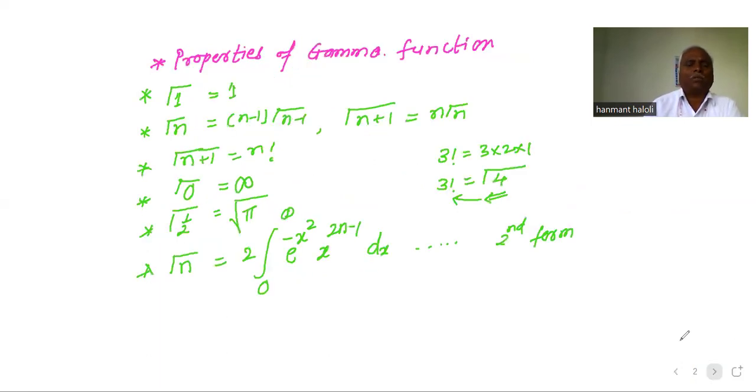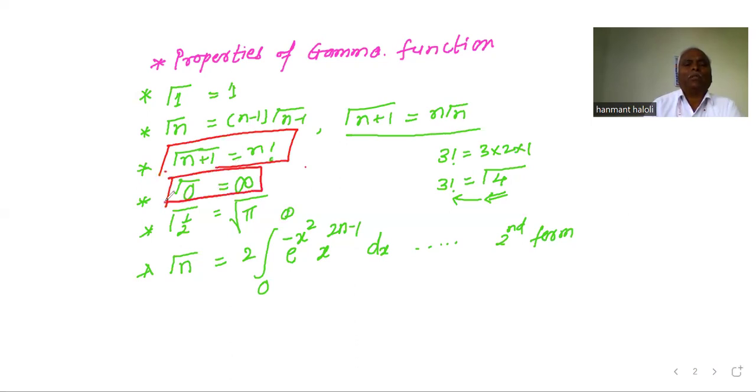Now the second slide. These are some properties. Gamma 1 value is 1, gamma n equals n minus 1 into gamma n minus 1, gamma n plus 1 equals n into gamma n. And second, gamma of n plus 1 is the same as factorial n, and gamma 0 equals infinity. These are the very important values or properties of the gamma function.